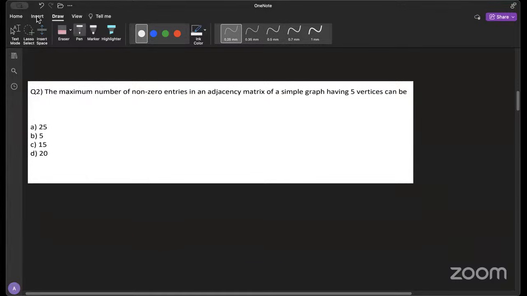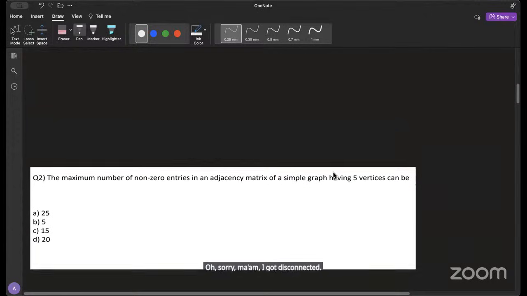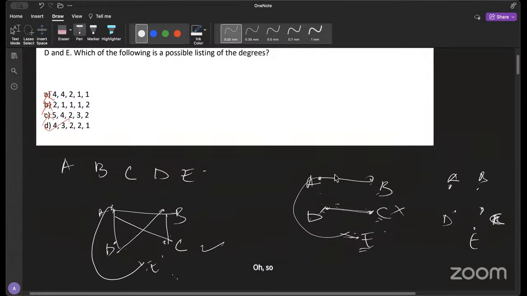Oh, sorry, ma'am, I got disconnected. What's your doubt? So I was saying that if we connect A with E and A with D, and B with C, and C with E. Then C is supposed to have only one edge, right? And you have two here. Okay, got it.